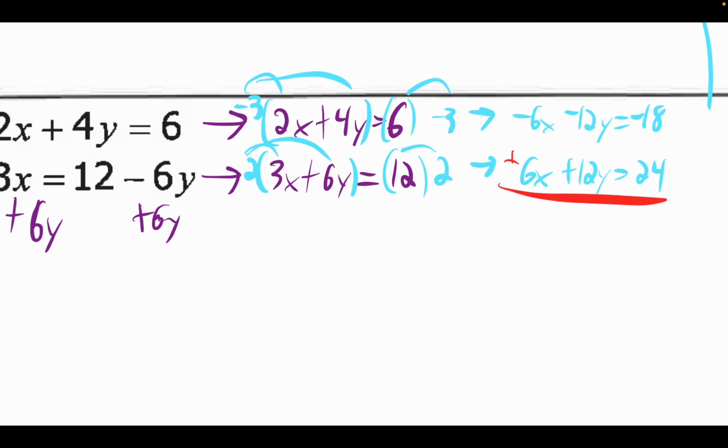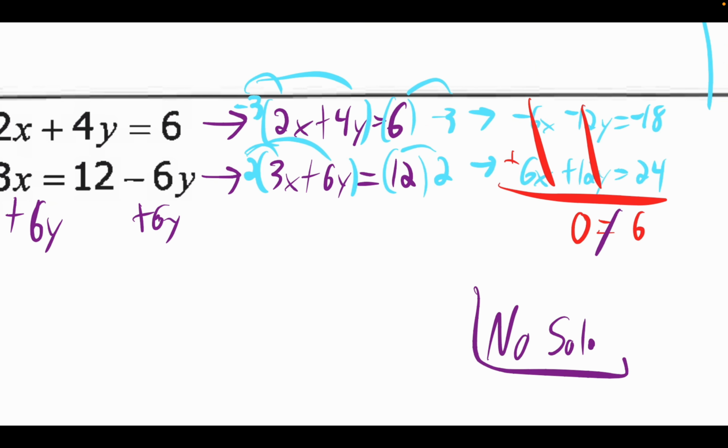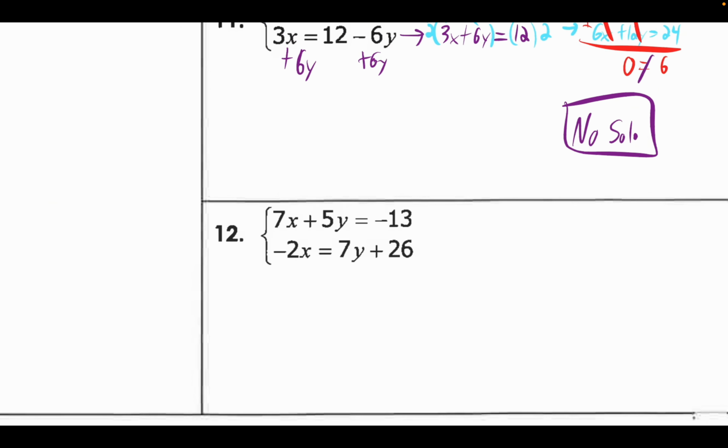So as we add, x's eliminate, y's eliminate, we have 0 on that side equals 6. That is false. 0 does not equal 6, nor will it ever. So this is no solution. These lines are parallel. And on to our very last example for the day.